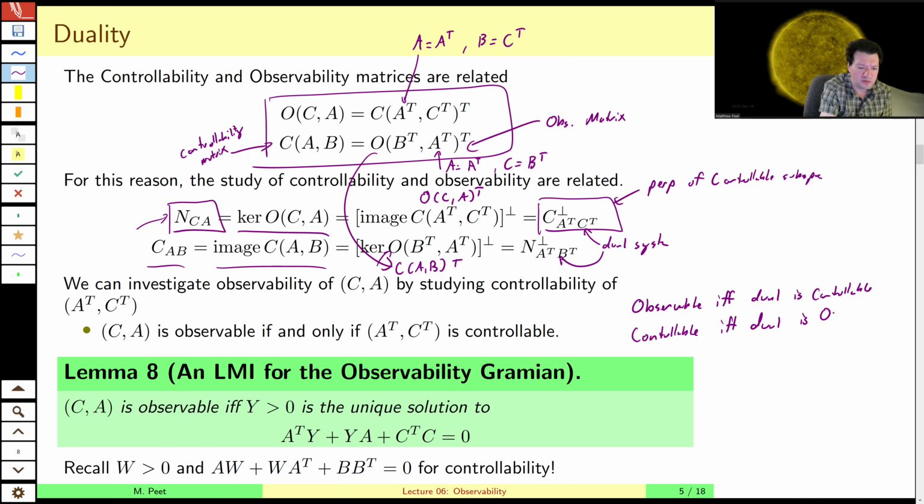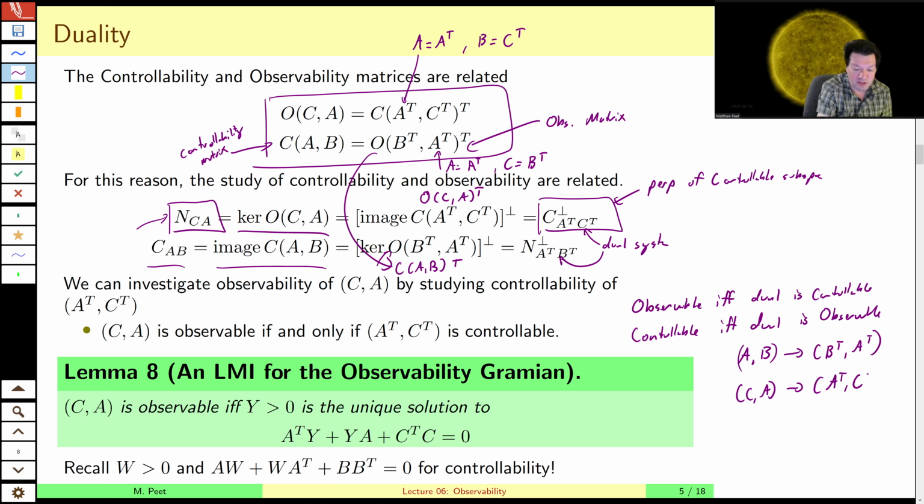And likewise, a system is controllable if and only if its dual is observable. Did I say observable? And where for the input system A, B, its dual is A transpose. Well, we usually list them in opposite order. So B transpose, A transpose, and for the output system, we had C, A, and its dual is A transpose, C transpose.